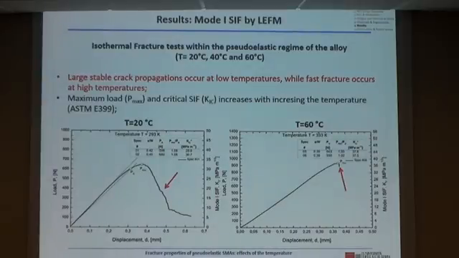a large stable crack propagation at low temperature due to the large transformation zone, while fast fracture always occurs at high temperature. But when we analyze the critical values, the maximum load, and the critical values obtained from fracture tests, we found a large difference between the cases. We observed that the critical value of the stress intensity factor increases significantly when increasing the testing temperature.